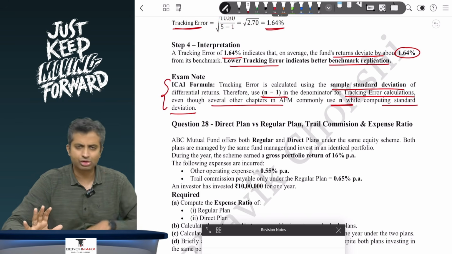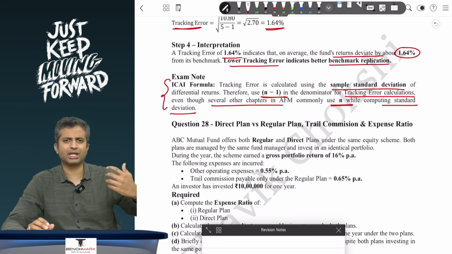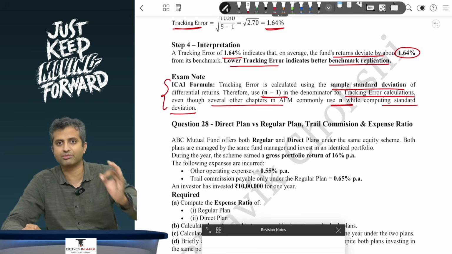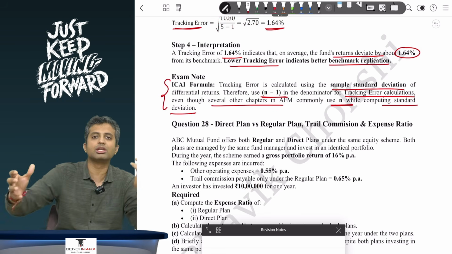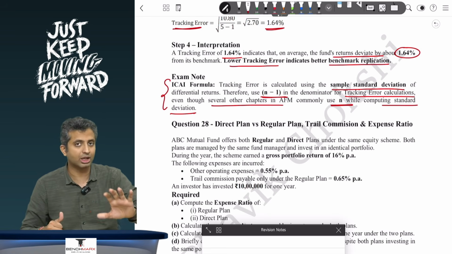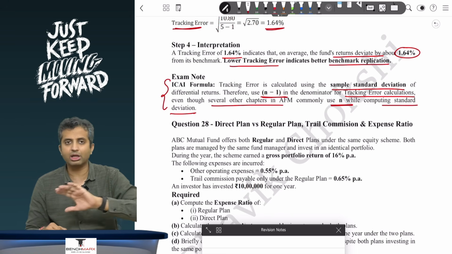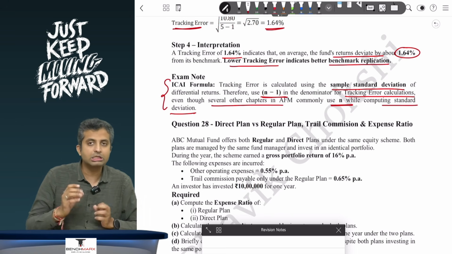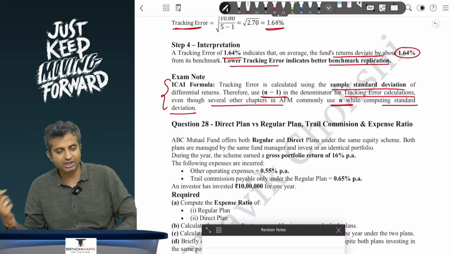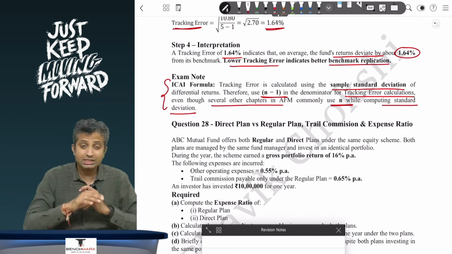So over here, sometimes you might see a question where you might have to calculate the total expense ratio. In case of a regular plan, your expenses will include the regular portfolio expenses. Along with that, it will also include trail commission. In case of a direct plan, trail commission will not be there, and hence the return generated by a direct plan will invariably be slightly higher as compared to, let us say, a regular plan, because it is the same asset base.